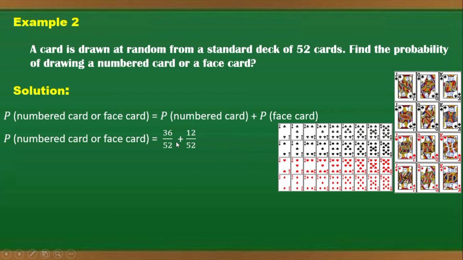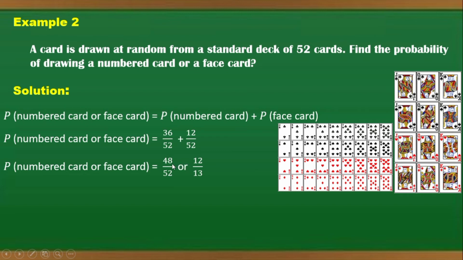So let's add numerator to numerator and just copy our denominator. And we will get probability of numbered card or face card is equal to 48 over 52 or 12 over 13. We get numerator 48 because we add 36 plus 12. And we just copy the denominator.